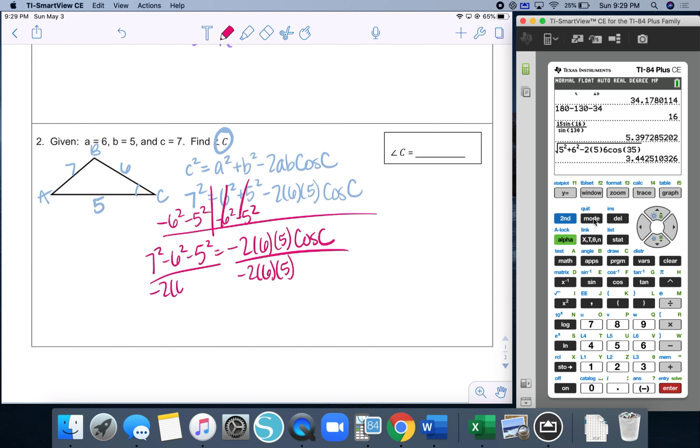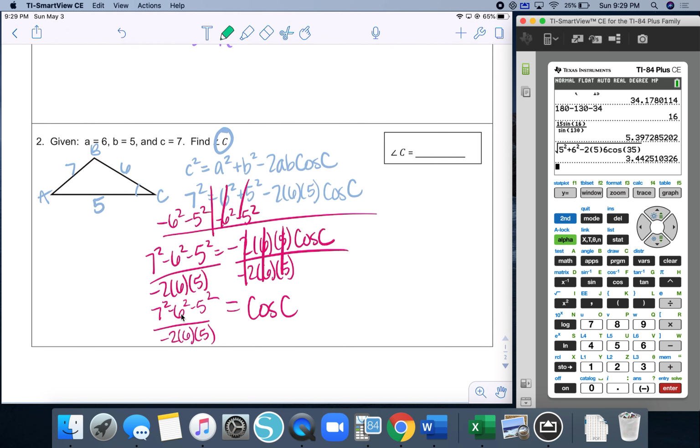Now you are more than welcome to work some of this out if you want. I'm just going to let the calculator do some of that ugliness for me. So 7 squared minus 6 squared minus 5 squared, over negative 2 times 6 times 5. And again, if you've done 7 squared minus 6 squared minus 5 squared and simplified that, and negative 2 times 6 times 5 and simplified that, more power to you. I just don't need to do that.